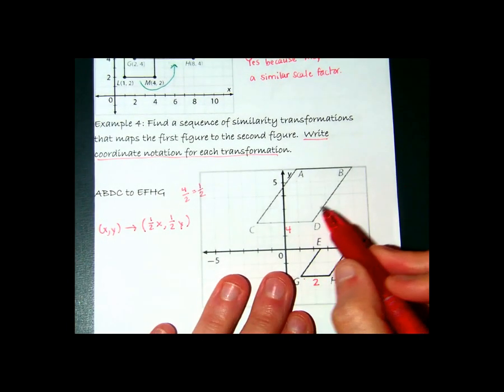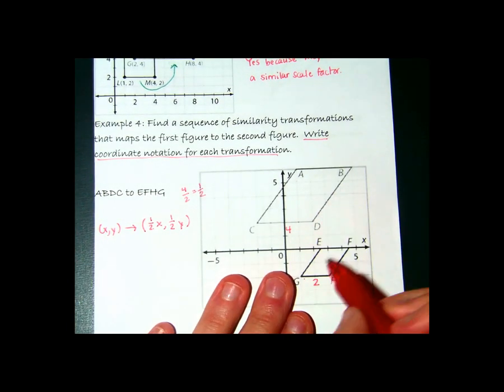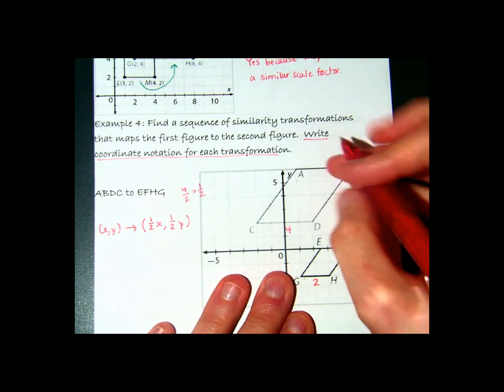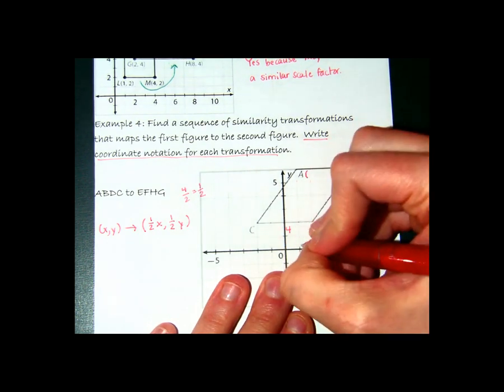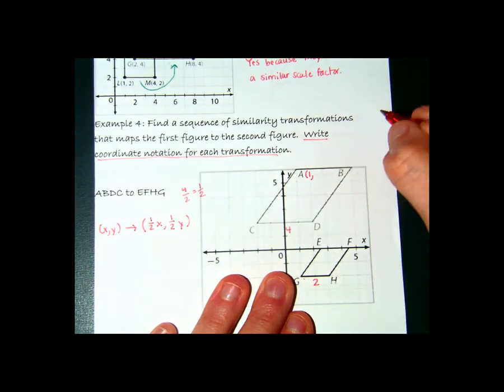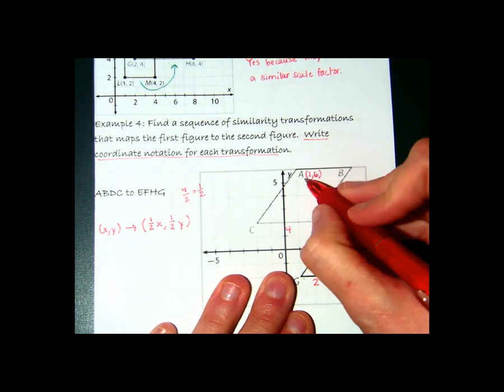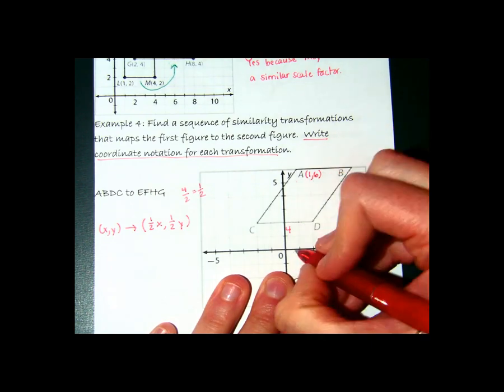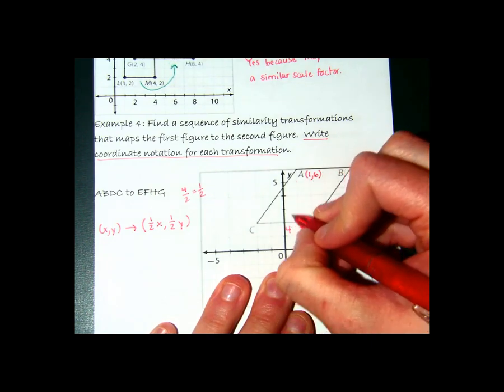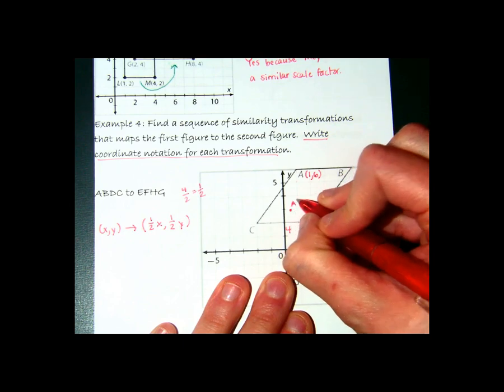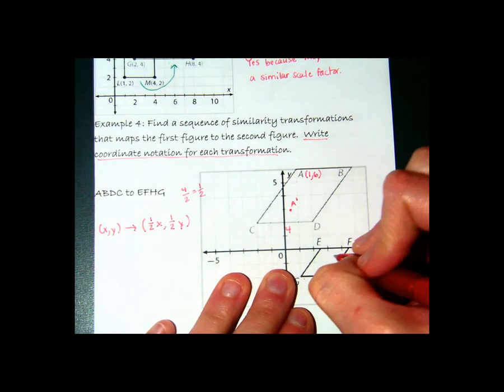I'm going to graph these new points to determine what else I will need to do. So A is at 1, comma, 6. That in half is 1/2, comma 3. 1, 2, 3. There is A prime. I'll still have to move it because I've got to get it down here.